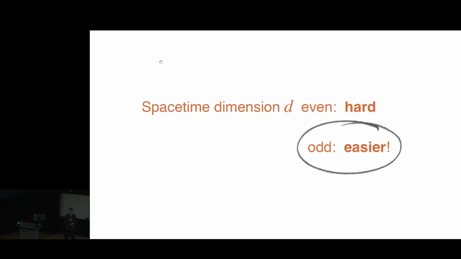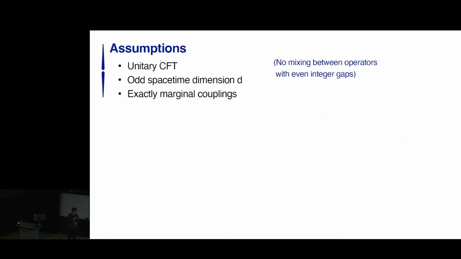So I'd really like to understand why that happens in n equals 4, but actually for some technical reasons, which I can mention later, odd space-time dimension is much simpler. So in this first part of the project, I'm thinking about a similar question, but in odd space-time dimension. And so I'm thinking about unitary CFTs in odd space-time dimension with exactly marginal couplings. I'm thinking here about conformal manifolds. And I have an additional technical assumption that there's no mixing in this low-lying part of the spectrum between operators with even integer gaps. That doesn't really play a role.